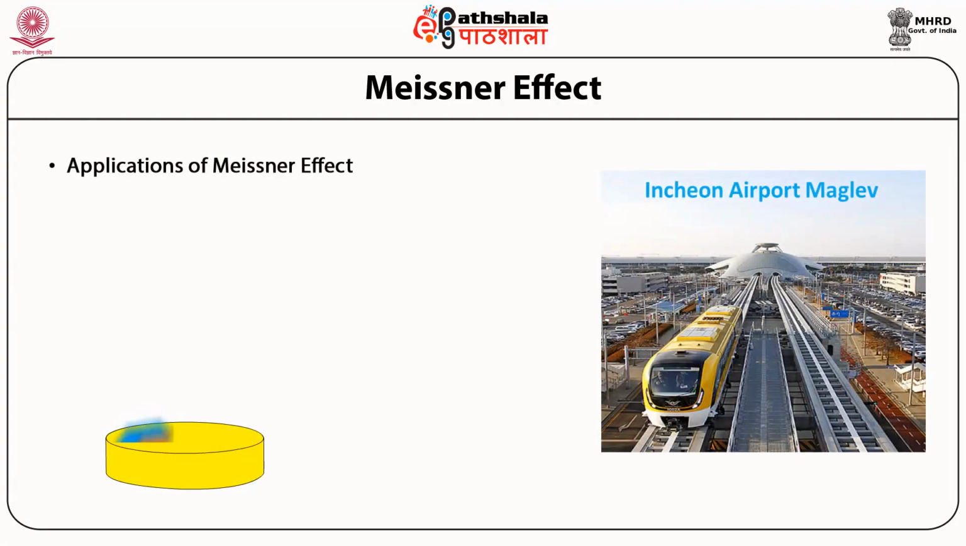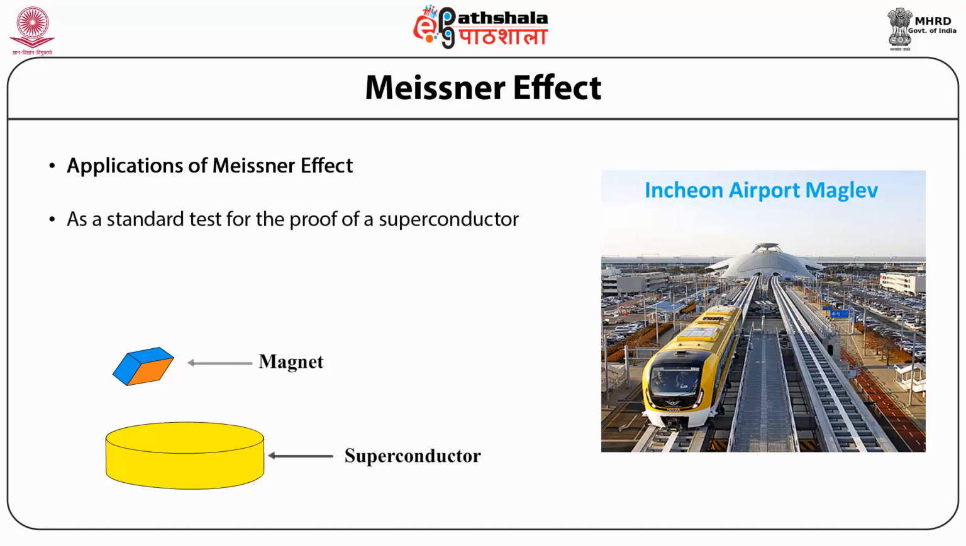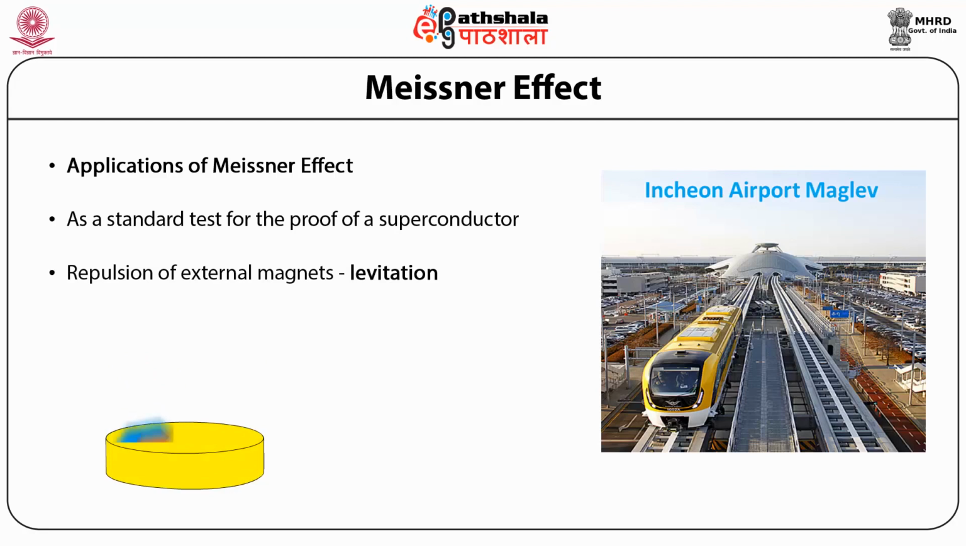Application of this Meissner effect. There are various kinds of applications where we can apply this beautiful phenomenon, that is the superconducting state. There is complete expulsion of magnetic field inside and the material starts floating. So as a standard test for proof of a superconductor, repulsion of an external magnet, that is levitation, is critical.